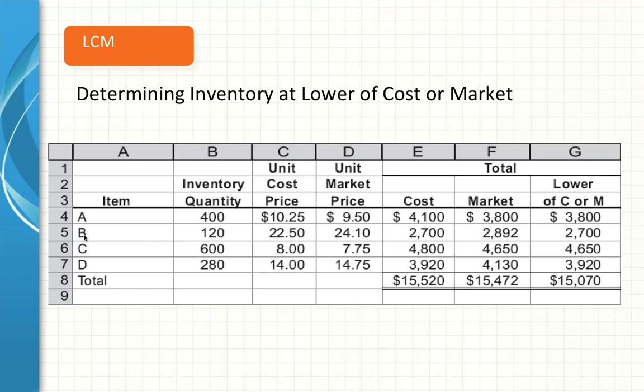Here when we observe product B, I have 120 units on 31st December whose cost price was 22.5. Now the market price is 24.10. Use LCM, lower of cost or market, 22.5 times 120, 2,700. 120 times 24.10, 2,892. Compare, lowest value 2,700. Likewise, product C 4,650. Product D 3,920.